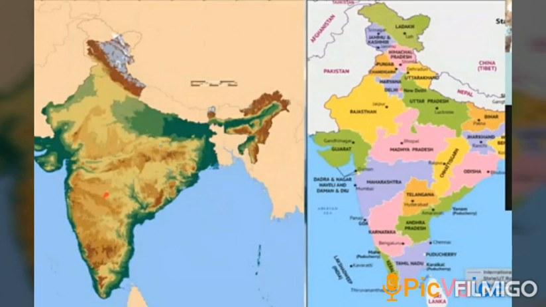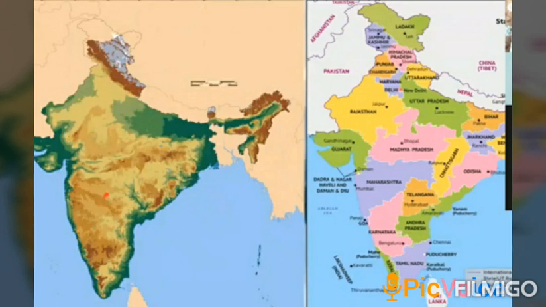So this represents different types of landforms in a map, which we have already learned in the chapter. For example, you can see mountains, valleys, hills, etc. This type of map is called a physical map.